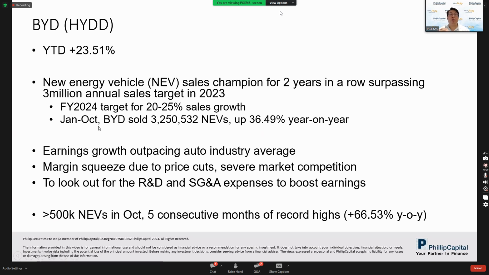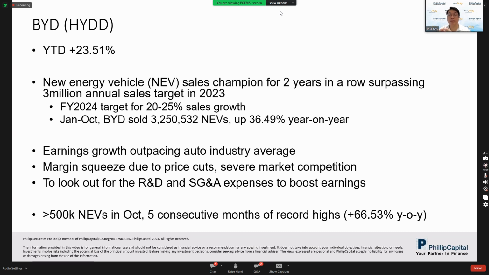So next we have BYD. BYD HYDD up 23%. This particular one is a counter that has many interested investors. One of the things mentioned just now by Vanessa was that it was very hard to invest in BYD in Hong Kong, because BYD Hong Kong's trading price is at 240 per share, and their trading lot size is 500. So to trade it, you need 120k Hong Kong dollar, which is around 25k Sing.